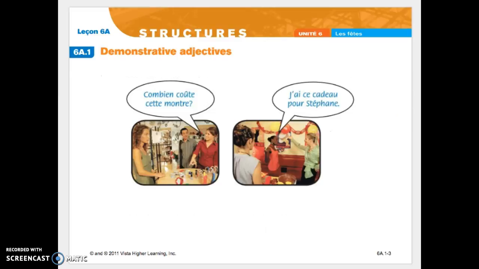These were samples that were in the roman photo. In the first picture, she's asking how much does this watch cost. In the second one, she's saying, I have this gift for Stefan.